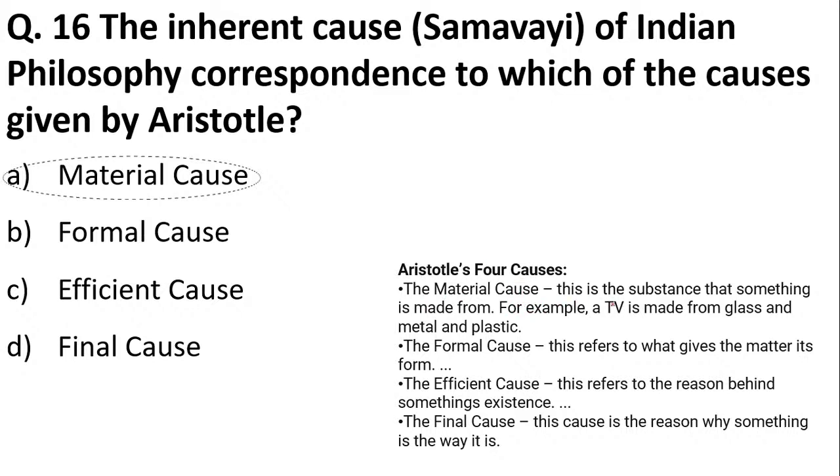Material cause, this is a substance that something is made from. For example, your pen is made from plastic. A table could be made from wood. Formal cause refers to what gives the matter its form. Efficient cause is the reason behind why something exists, and the final cause is the reason why something is the way it is. So, samavayi of Indian philosophy is the material cause.